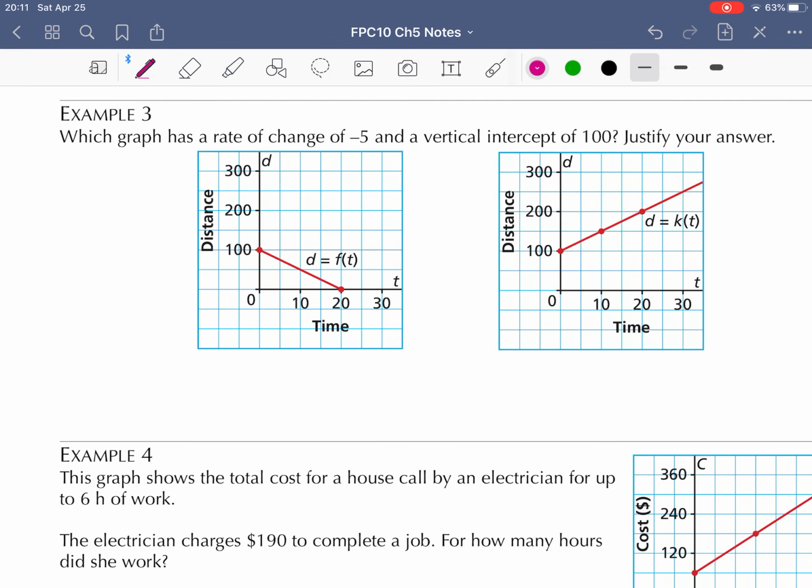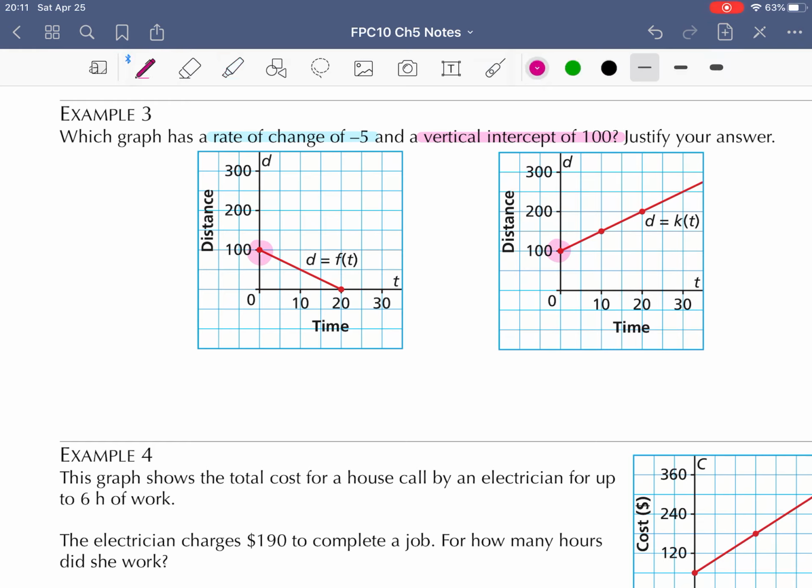Let's take a look at example 3. Which graph has a rate of change of -5 and a vertical intercept of 100? Justify your answer. Well, let's start off. Let's look at our vertical intercept of 100. This graph here has a vertical intercept of 100. This graph here has a vertical intercept of 100. That doesn't really help.